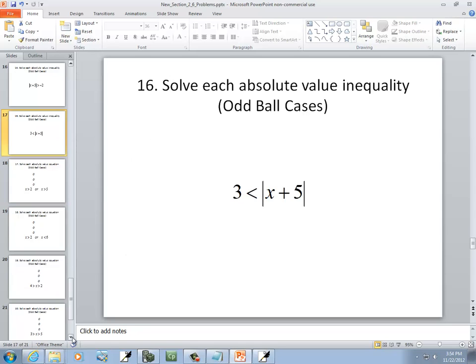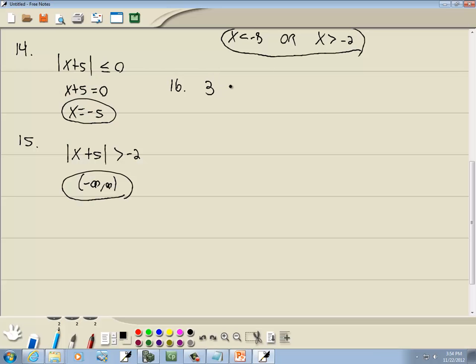Now I'm not going to actually solve this one. I just want to do the setup on it. This is not so much an oddball case, and I don't think you necessarily see these a whole lot in intermediate algebra, but our current college algebra book has a lot of these.